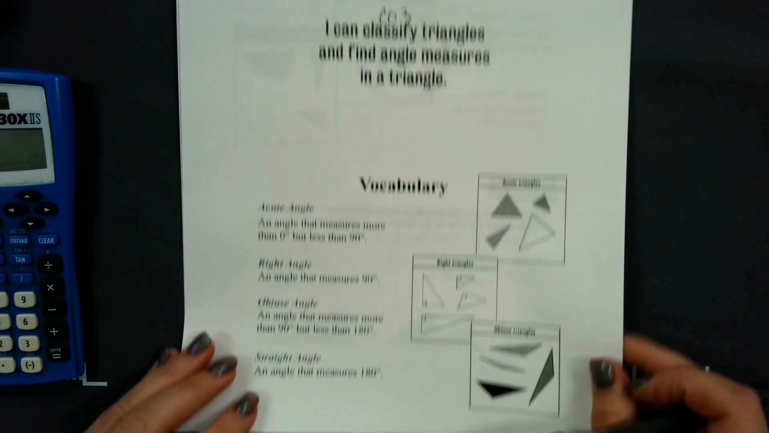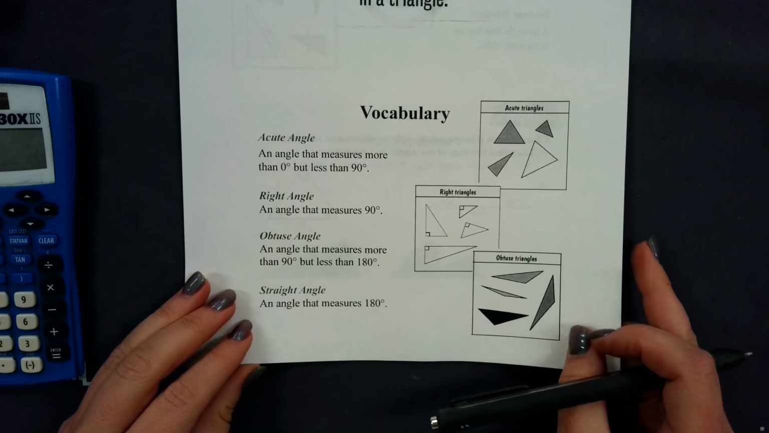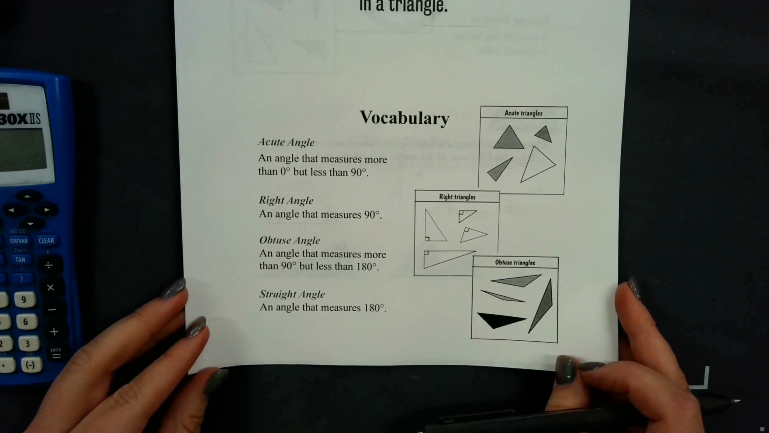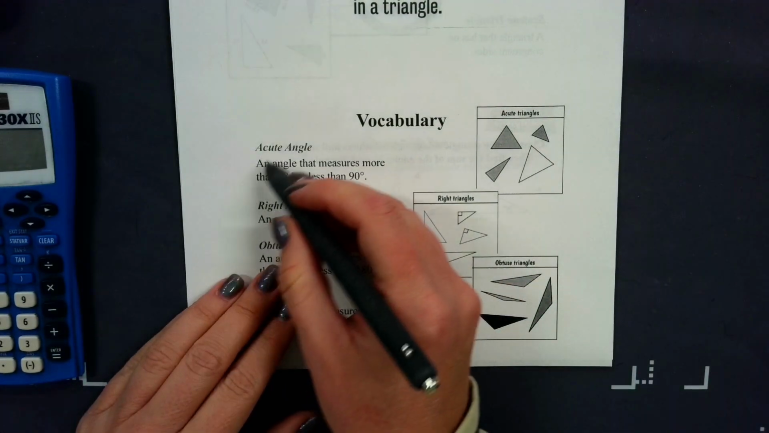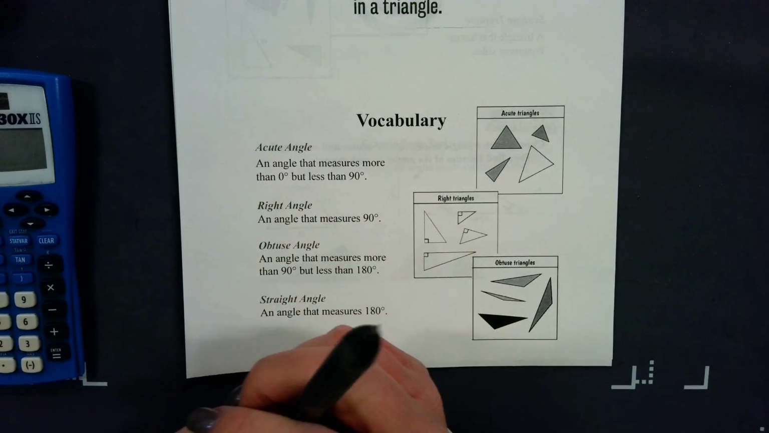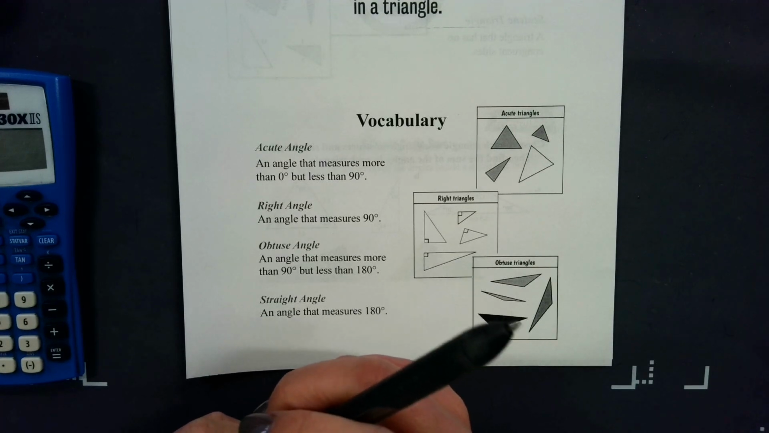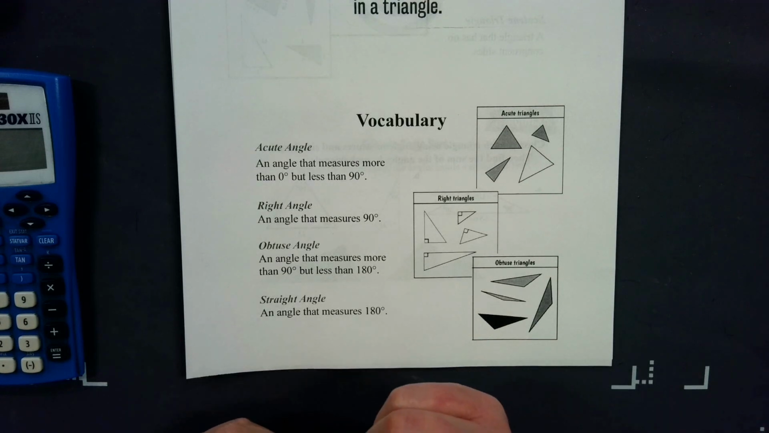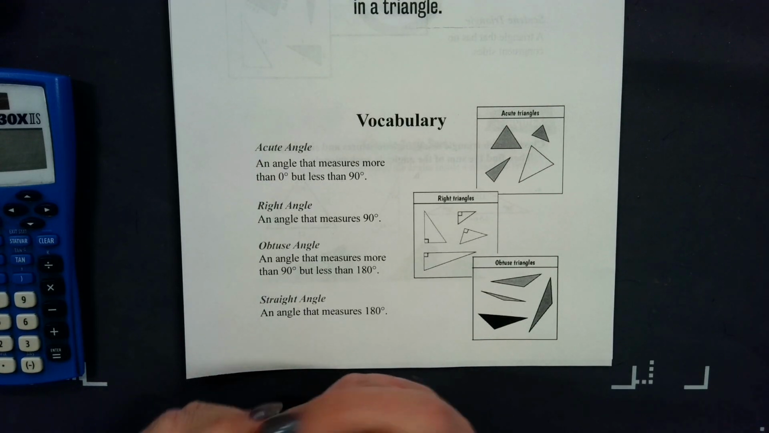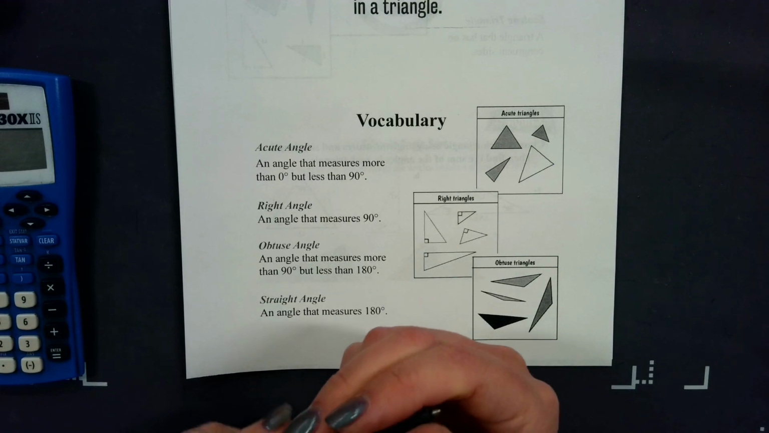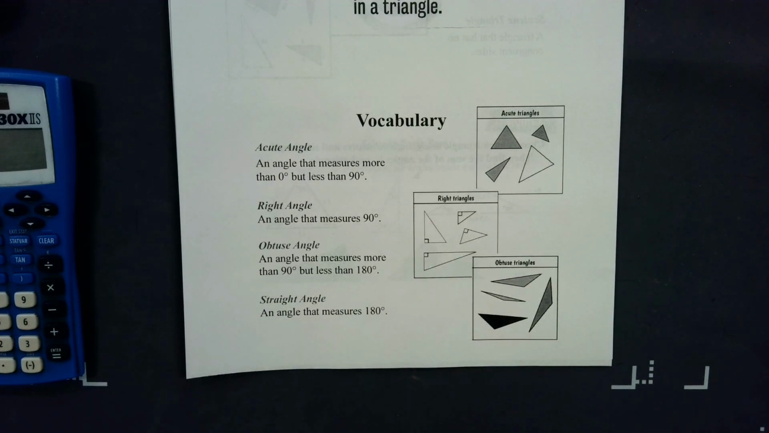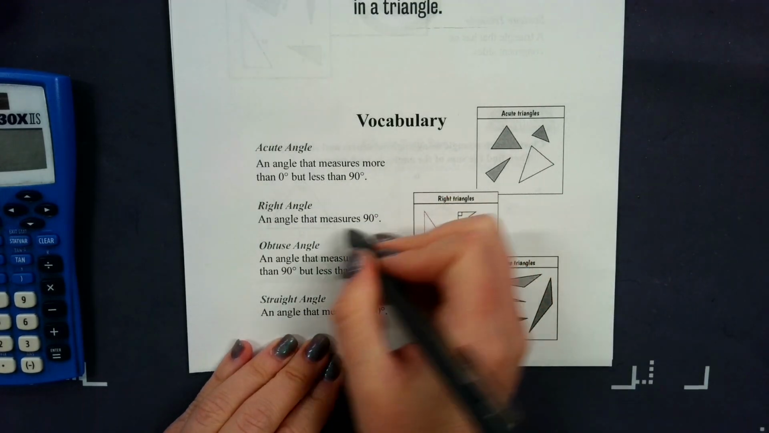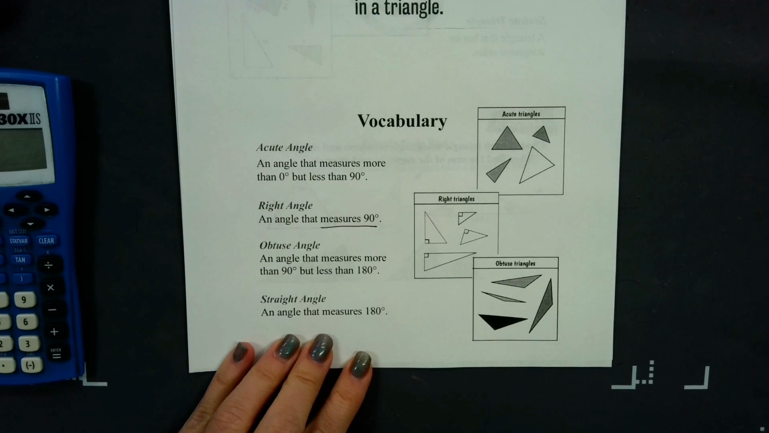Okay, we got a lot of vocabulary. It's not going to be new vocabulary. You guys have seen this before. But now I'm going to ask you to use it to identify triangles. Acute angle. What's an acute angle? An acute angle is small, less than 90 degrees. You see a puppy and you go, oh, it's so cute. Acute, it's little, it's tiny. Okay? Right angle means it measures exactly 90 degrees.